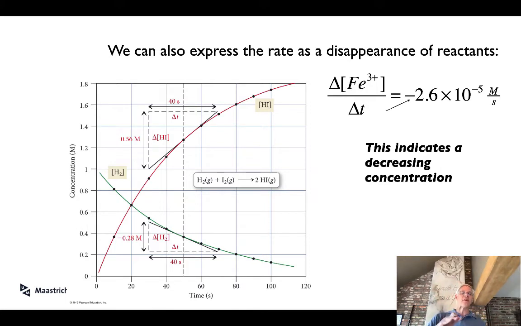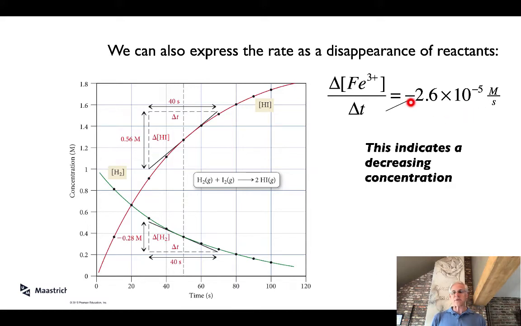And since we do final minus initial to get that change, that's going to result in a negative number for the concentration change. Change in time is always going to be positive, and so the resulting negative divided by a positive will always give us a negative value. But notice, because of the stoichiometry of 1:1 between Fe2+ and Fe3+, the value of the rate is exactly the same.